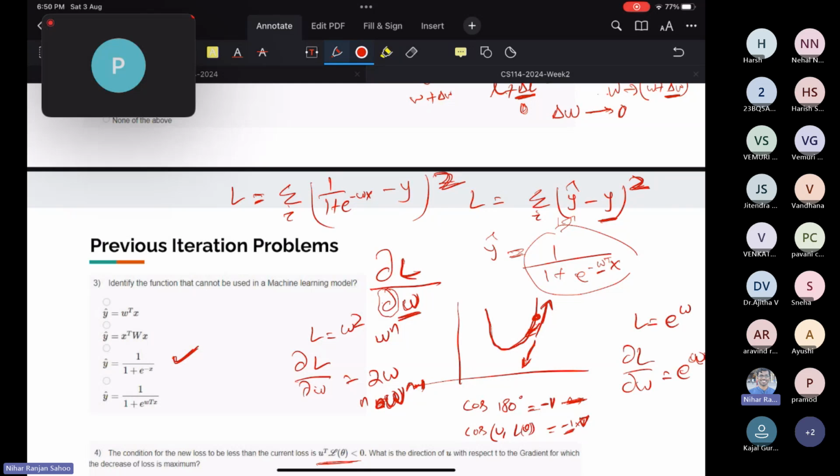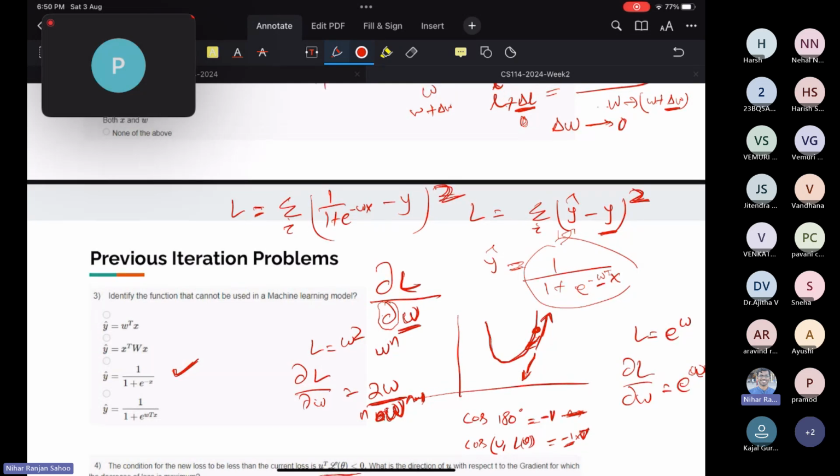W square is, when we are partially differentiating W square, we are getting 2W. Again, what does this mean? With unit change in W, let's say delta W we added or subtracted, how much change is happening to this L value? That is 2 into delta W. That's why we're saying this is 2W.